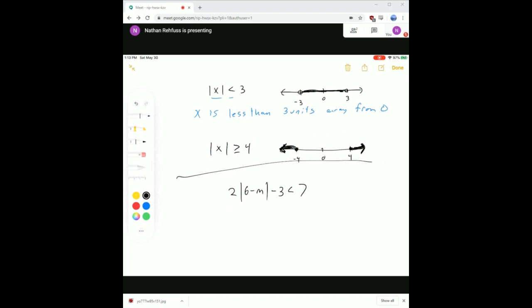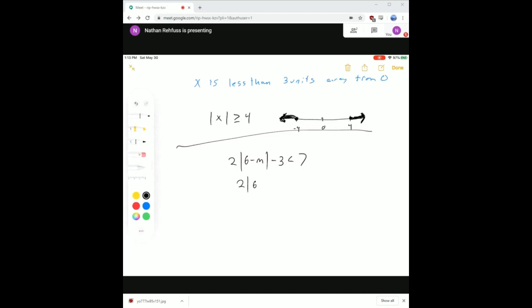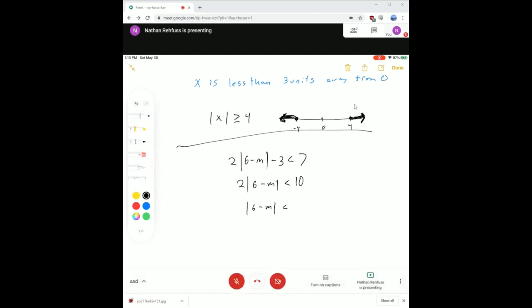So what I can do is get the grouping symbol by itself. Just like in equations, we're going to try to get that grouping symbol by itself. So I'll add 3 to each side, take care of the terms first and then the factors. And then I can divide both sides by 2, so that's less than 5. No sign flip, because that's a positive. And no sign flip because you never flip the sign when you're adding or subtracting. So now I see this is like a leash.